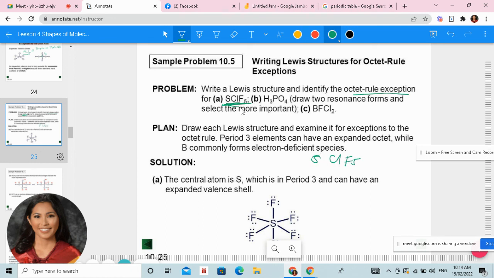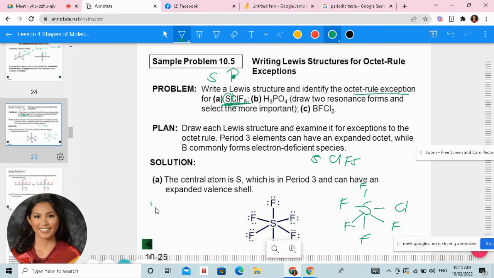The lowest electronegativity. Now, it can be S. However, remember the exemptions, we have S and phosphorus. So S and P. So here we can put S at the center. Then we have F, F, F, F. Then we have F. 1, 2, 3, 4, 5, 6. So we have that one.